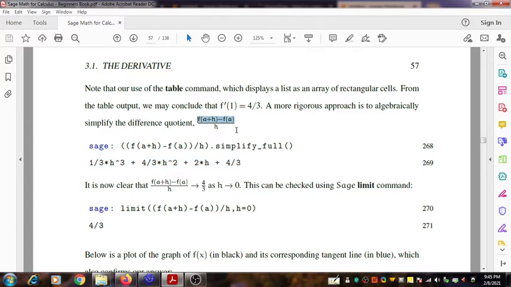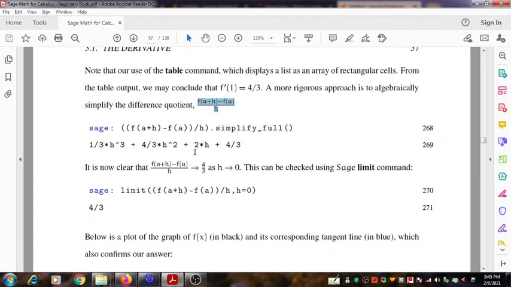Simply you can evaluate this expression, and after that you can apply h equal to 0 in this expression. In that expression you can apply the value h equal to 0. Then you will get 4 by 3 as the answer. In general, you will get the derivative of the given function at the specified point.